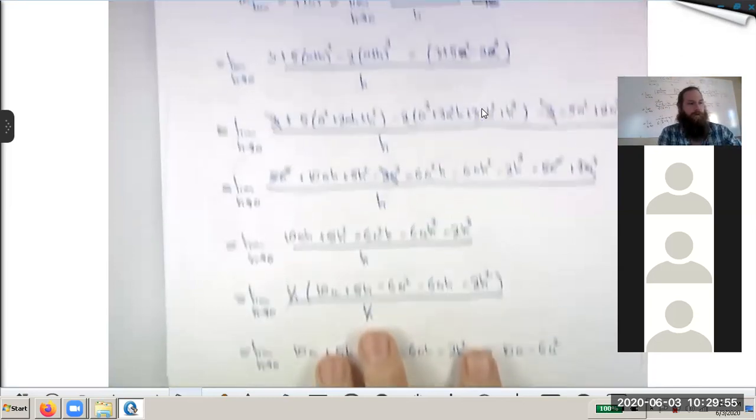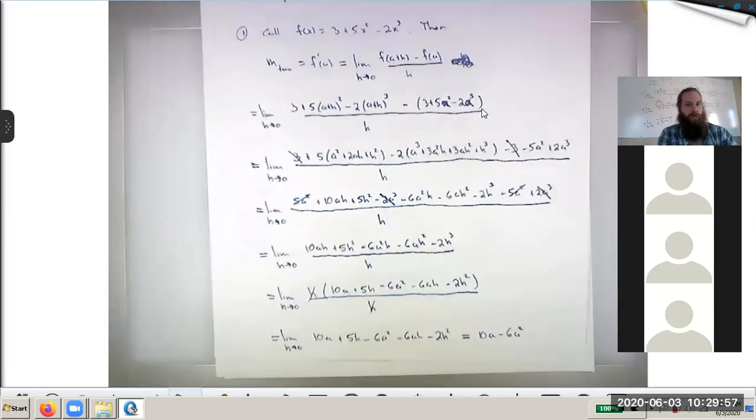Professor, if you were to ask us a question like this one on the test, do we have to do all the work, or could we just take the derivative of the function and save a lot of time doing that?